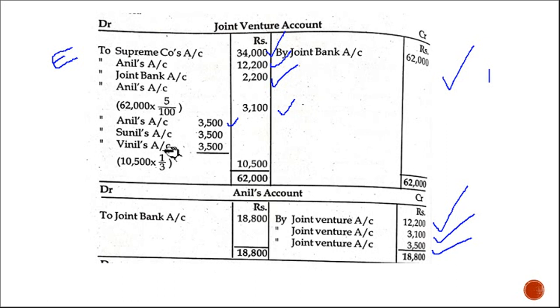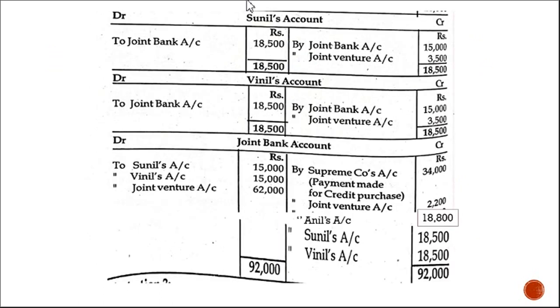Clear. Sunil's account. Sunil, how much did he pay? His capital is there, right? His capital is there and his share of profit is there. Let us prepare Sunil's account. Here credit side. Which are the payments that the joint venture should make to Sunil? By joint bank account 15,000. 15,000 is the capital. By joint venture account 3,500, his share in the profit. Right? So total 18,500 to joint bank account. This much joint venture should return to Sunil.